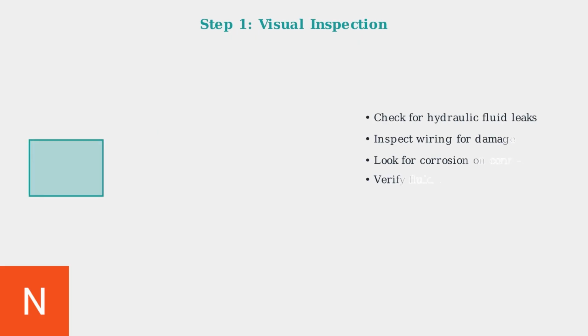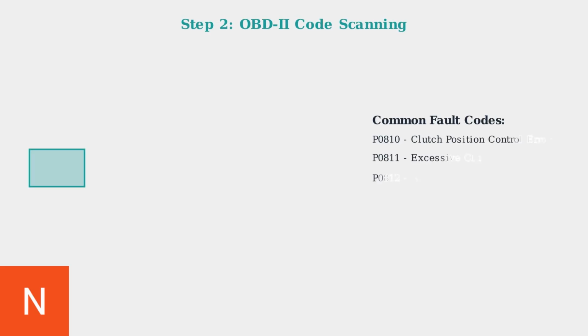The first step in diagnosing clutch actuator issues is a thorough visual inspection. Check for hydraulic fluid leaks, damaged wiring, and corrosion around the actuator assembly. Next, use an OBD2 scanner to retrieve diagnostic trouble codes. Common clutch actuator fault codes include P0810, P0811, and P0812, which indicate clutch position sensor circuit malfunctions.